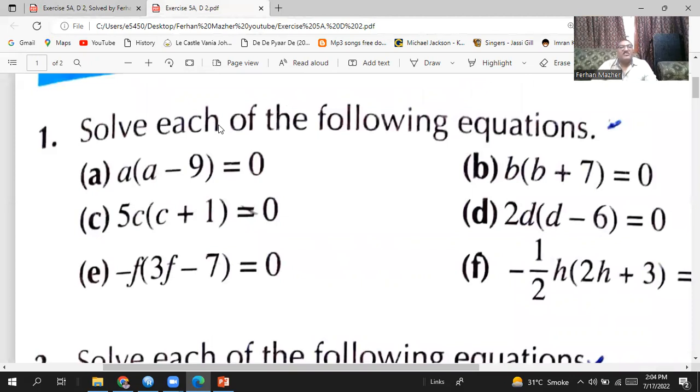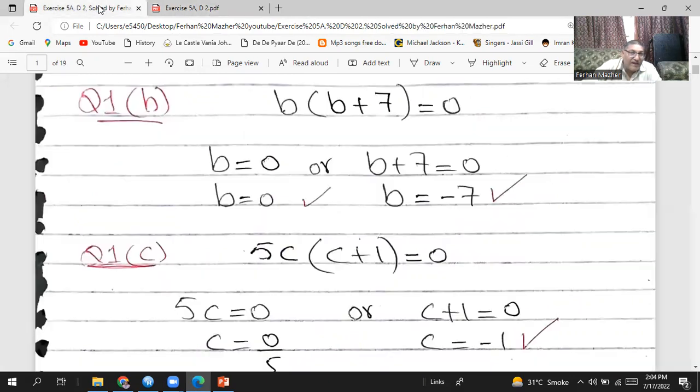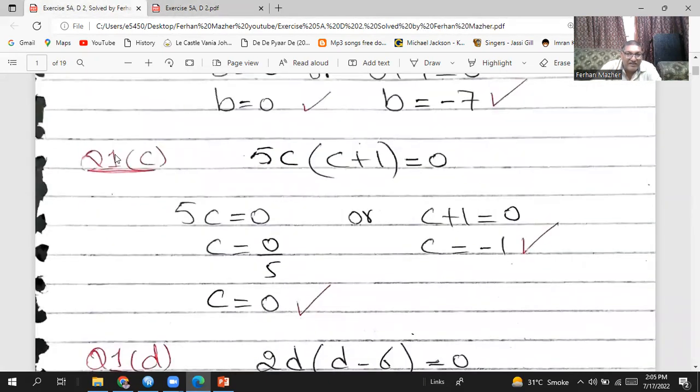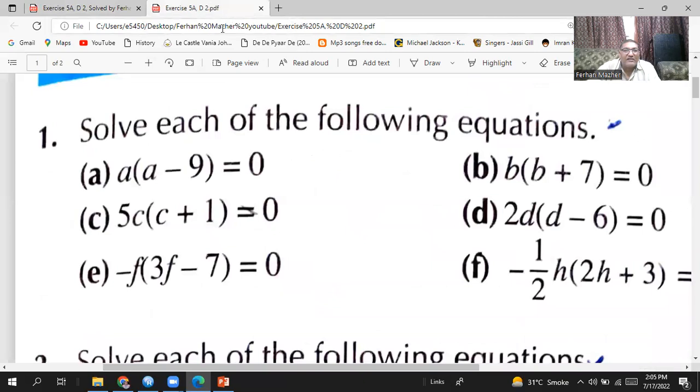C part says 5c bracket c plus 1 bracket close equals 0. Here we have two numbers, 5c and the bracket c plus 1, multiplying with each other and the answer is 0. So either 5c is 0 or c plus 1 is 0. Making 5c equal to 0, c equals 0 divided by 5, which is 0. Then c plus 1 is 0, so the plus 1 goes to the other side and becomes minus 1. So c equals minus 1.